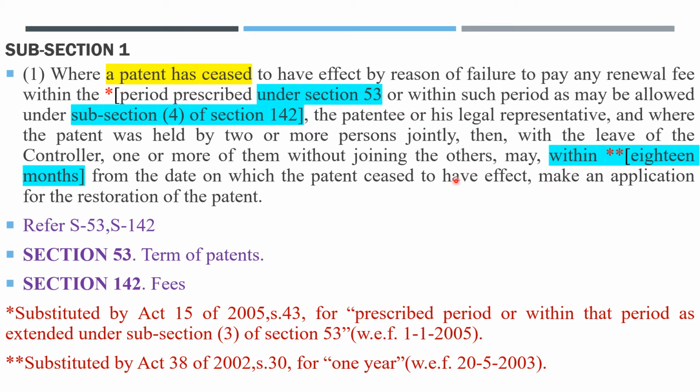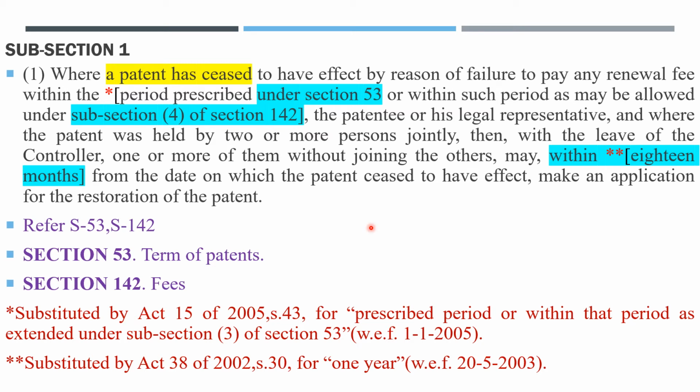Taking the leave of the controller within a particular time, that is 18 months from the date on which the patent ceased to have effect. That means starting from the date on which the patent has ceased, and the time period is 18 months. So those persons can make an application for the restoration of the patent.